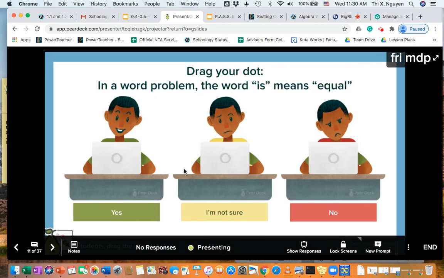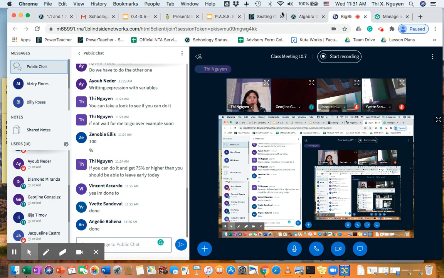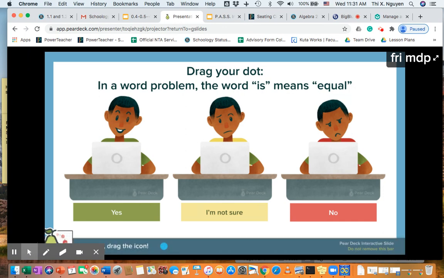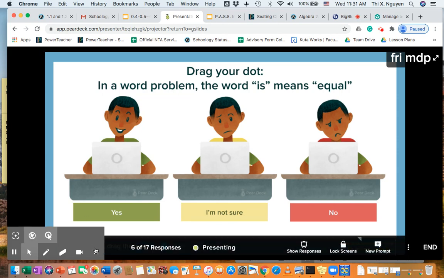Okay, let's look at the next one. Drag your dot in the word problem. The word "is" means equal. Is that true? If you think yes, it's true, put the dot here. If you're not sure, put it here. Or if you don't think "is" means equal, put it there. Again, some of you are not responding, and I only have a couple of students, so please pause the Khan Academy and work on this, please.